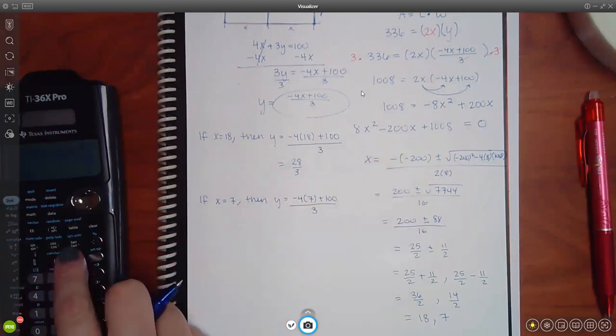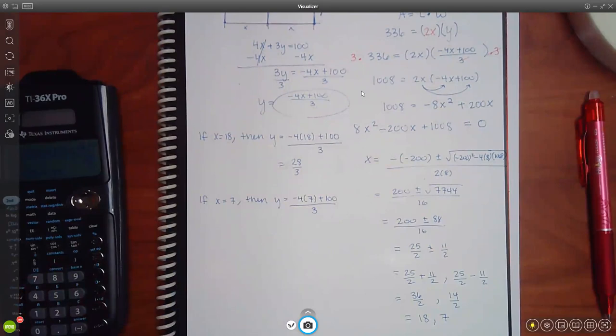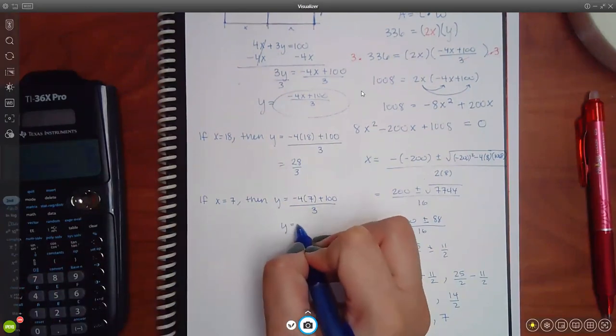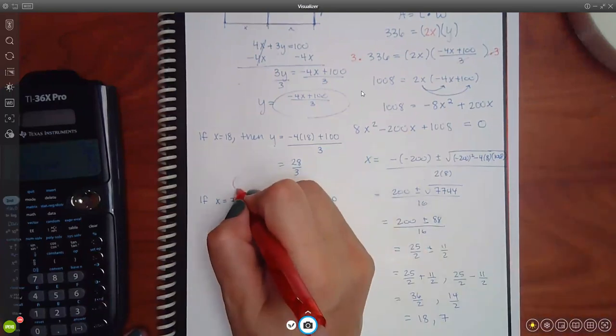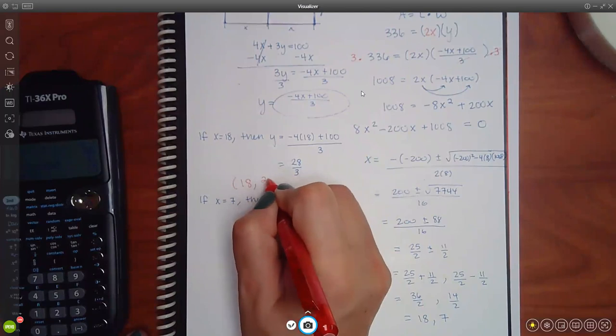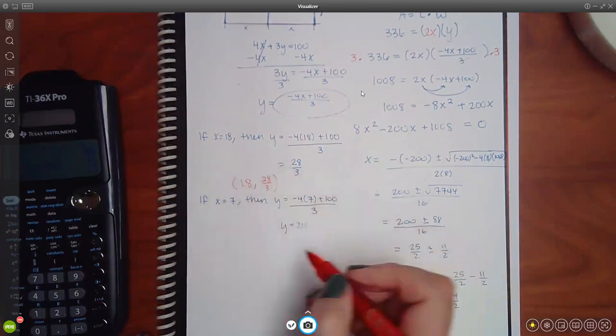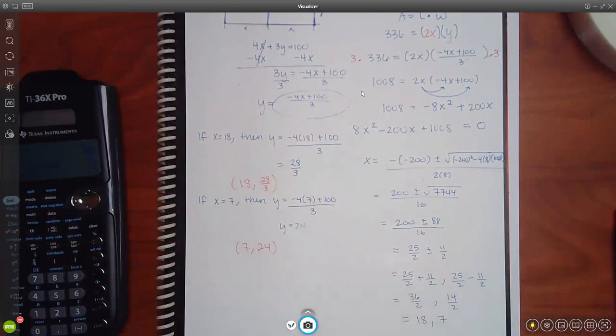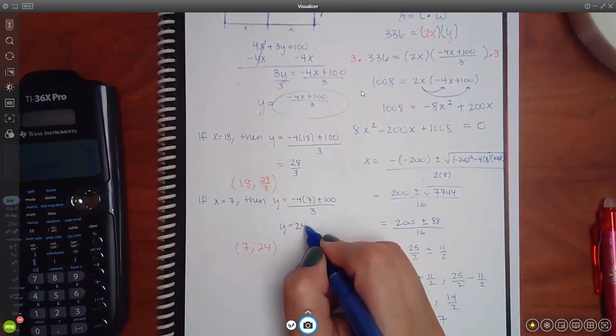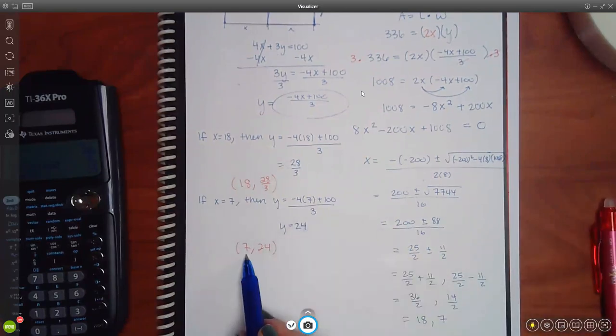Negative 4 times 7 plus 100. I think that can be divided by 3. I get 24. So then that gives you two answers. One of your answers is 18 and 28 over 3, and the other one is 7 and 24. Right, your x value has to go first and then your y value.